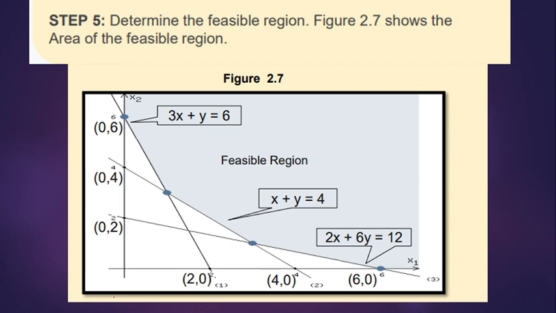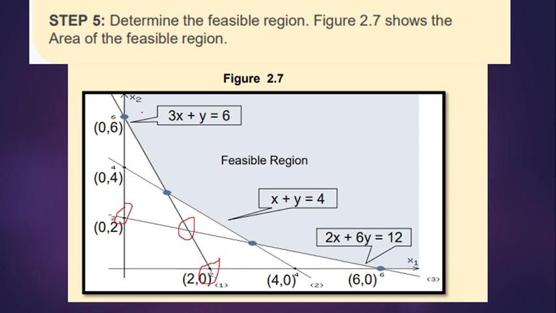So, this is our feasible region, the shaded part of the three inequalities. Take note, that would be the feasible region of the minimization problem. If we were going to maximize, it would be different. But the problem now is that we are going to minimize.